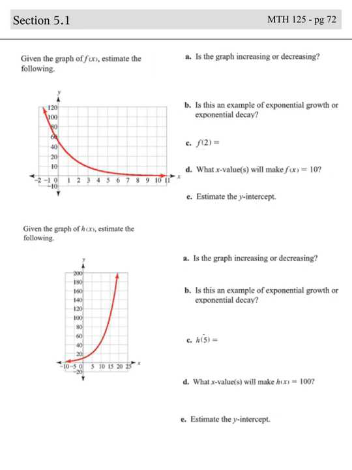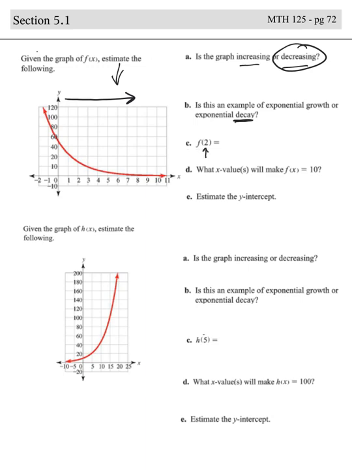Okay, a few different types of questions that you could be asked when it comes to looking at exponential models. Here's a graph that's showing an exponential model. It's asking if it's increasing or decreasing. You always will know if you read it from left to right. This is going downhill, so we're going to say decreasing. Example of exponential growth or decay. It must be decay because it's decreasing.